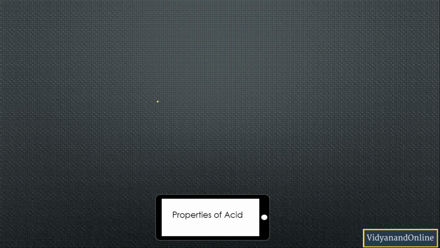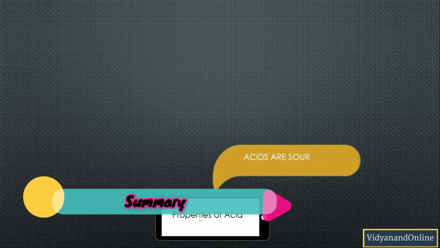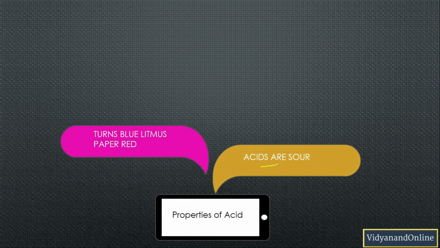Congratulations, you have completed the most important topic of this chapter, which is properties of acids. Now let's just summarize it. First we studied that acids are sour in taste because of the presence of H+ ions. Next, they turn blue litmus paper red. For this I told you the mnemonic ABR: Acids turn Blue litmus to Red. Next, they conduct electricity, that is why they are electrolytes. Weak acids are weak electrolytes, whereas strong acids are strong electrolytes.